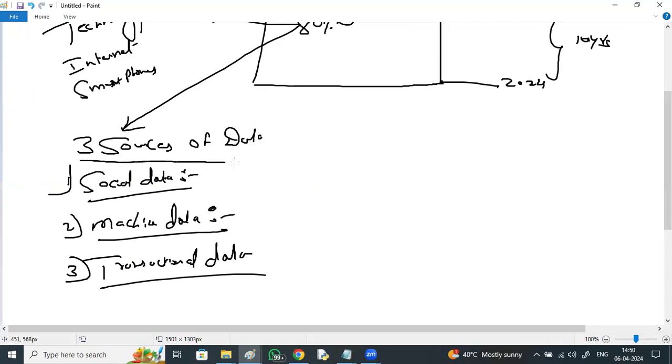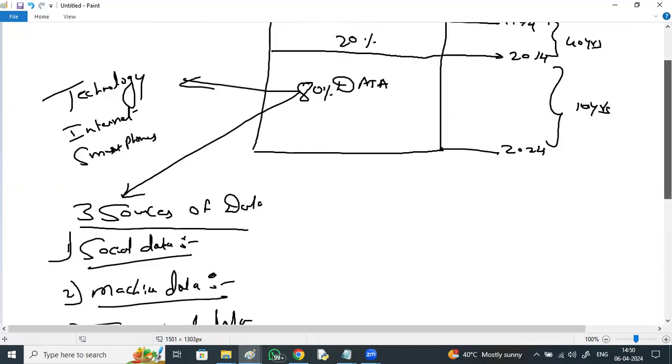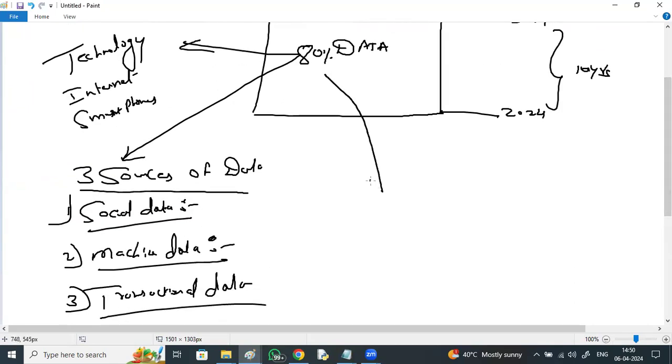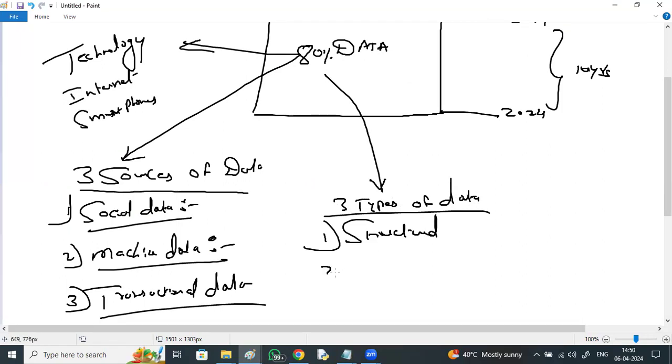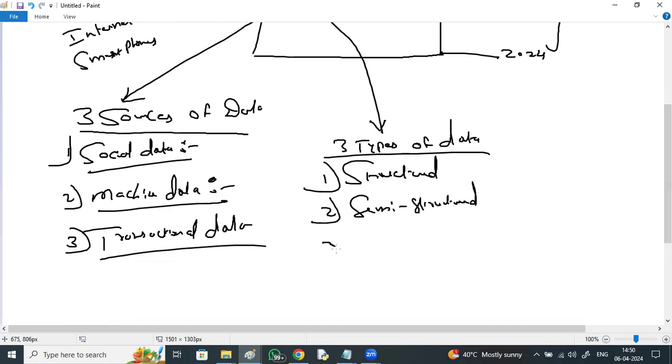So there are mainly three sources of data, and the data occupies three formats, three types: structured, semi-structured, and unstructured.